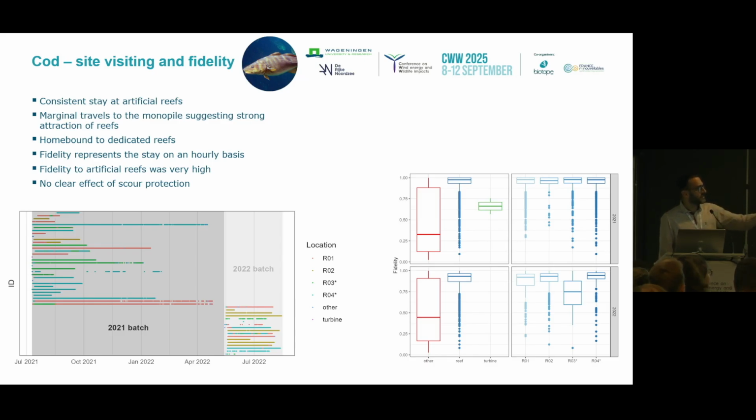And on the right-hand side is the comparison between the different reefs. And you can see that basically we didn't find a strong effect of scour protection. Overall, the fish had a very high fidelity, but it didn't really depend on whether there was scour protection at the reef or not.